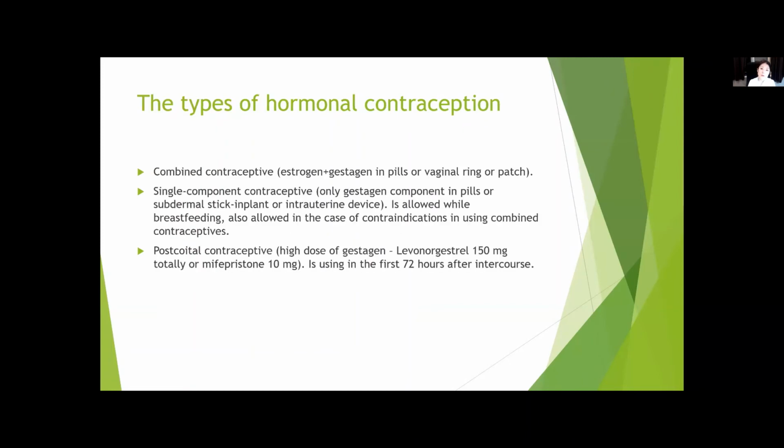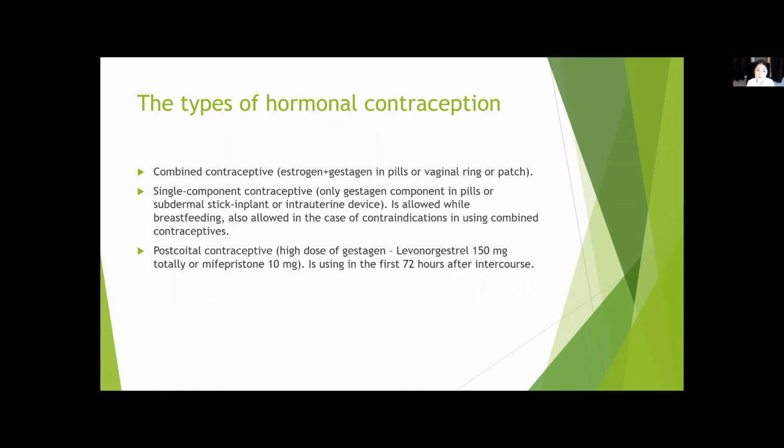Types of hormonal contraceptives: there are 3 types. First type is combined contraceptive, estrogen plus gestagen in pills, vaginal ring, or patch. Single component contraceptive, only gestagen component in pills, subdermal stick implant, or intrauterine device, is allowed while breastfeeding. Also allowed in the case of contraindications to using combined contraceptives.